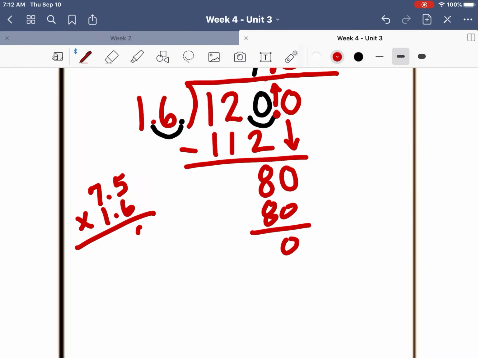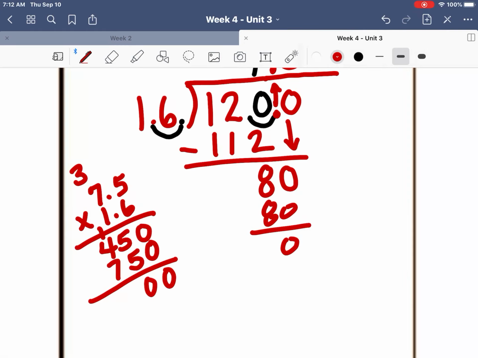6 times 5 is 30. 6 times 7 is 42, plus 3 is 45. I got ahead of myself. 0 placeholder. 1 times 5 is 5. 1 times 7 is 7. That's 0. That's 0.